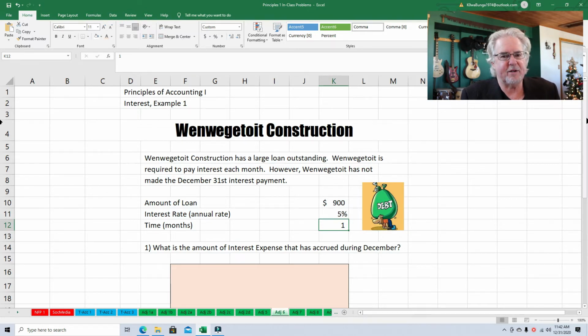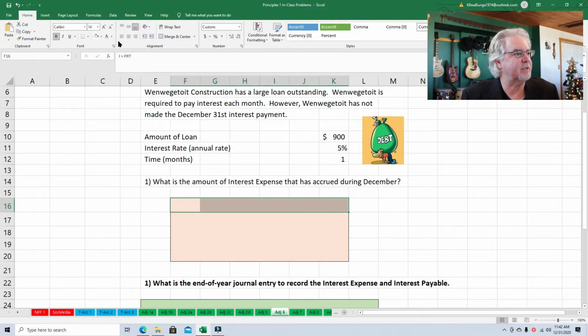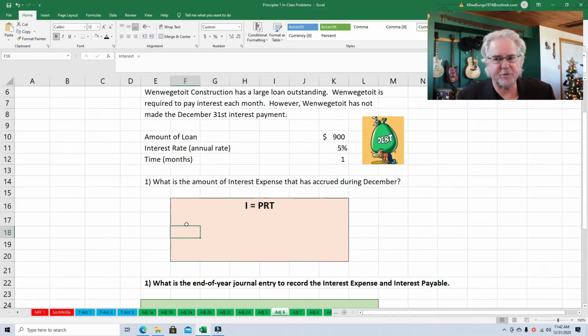So coming down here just a little bit, here's how you calculate interest. It's really easy, guys. I equals PRT. I party. That's how you remember it. So I equals PRT. So here's how you do it.